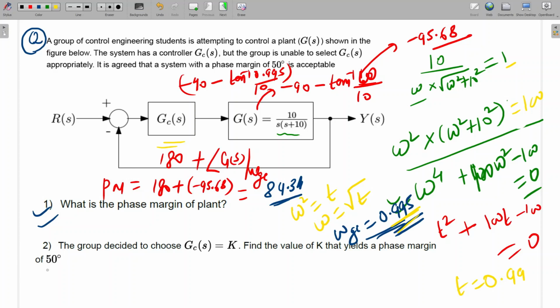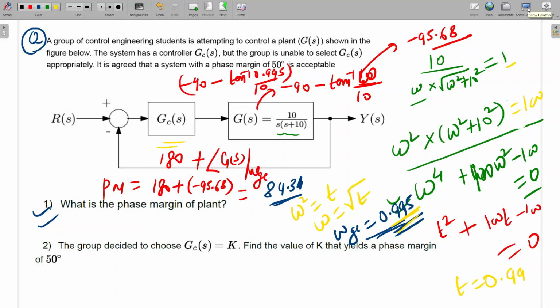For 50 degree phase margin, we'll find some frequency. At that particular frequency, what should be the gain value? Gain value should be equal to 1. Okay, so first I will show it with Bode plot, then I will solve it mathematically.